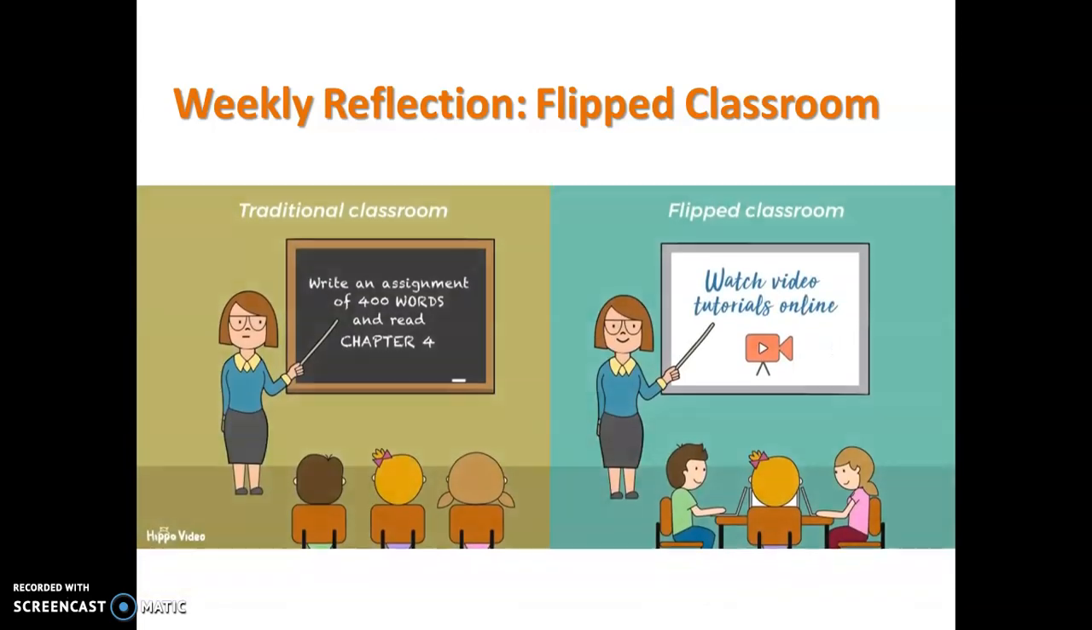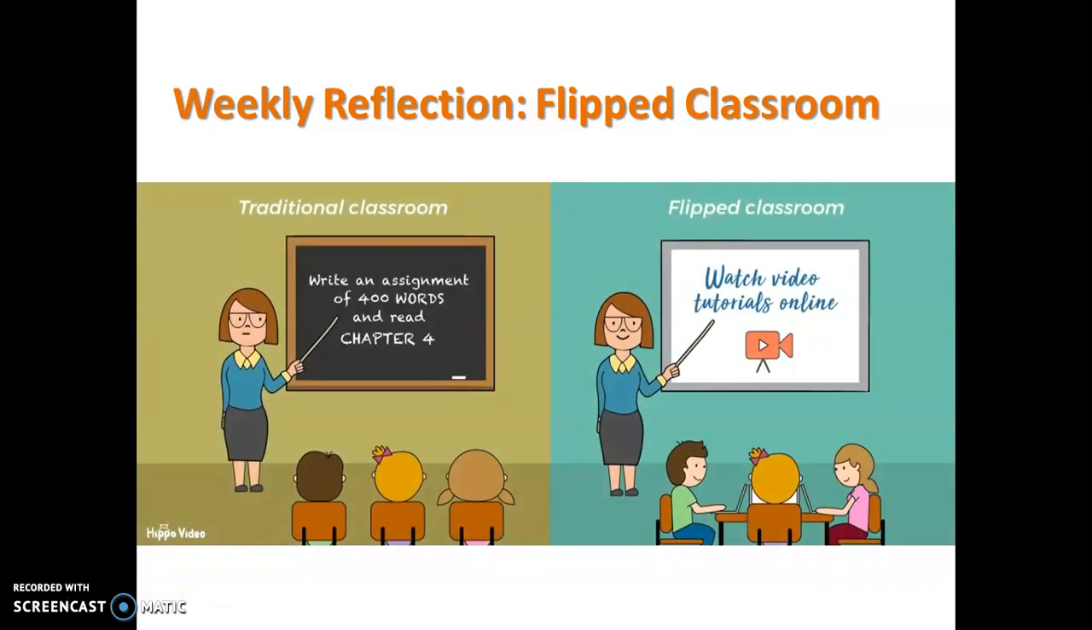So flipped classroom, what is it is that we can see from over here. In a traditional classroom, the teacher stands in front of the class, and after the lectures, the teacher assigns students to write, for example, an essay of 400 words and read chapter 4. And students sit there, passively listen to the teacher's lesson, and then when they go back home, they will have to produce this assignment and submit it on the following day.